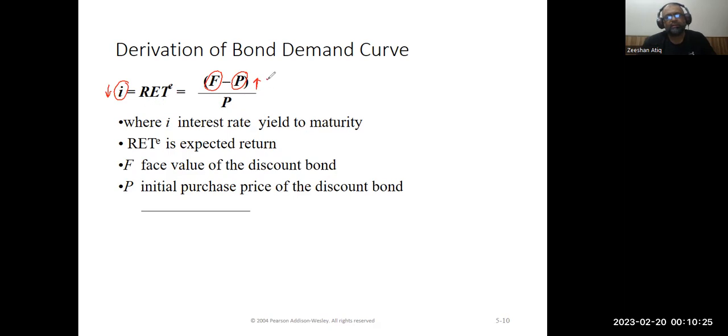Similarly, if the price of the bond goes down, the interest rate actually increases, because whenever the price falls, the difference between the face value and the price increases, I'm sorry. And the fall in the price also increases the fraction. So the overall interest rate increases. In that way, we can establish the relationship between the price and the interest rate. If the price goes up, the interest rate on the bond goes down. And if the price goes down, the interest rate on the bond goes up.